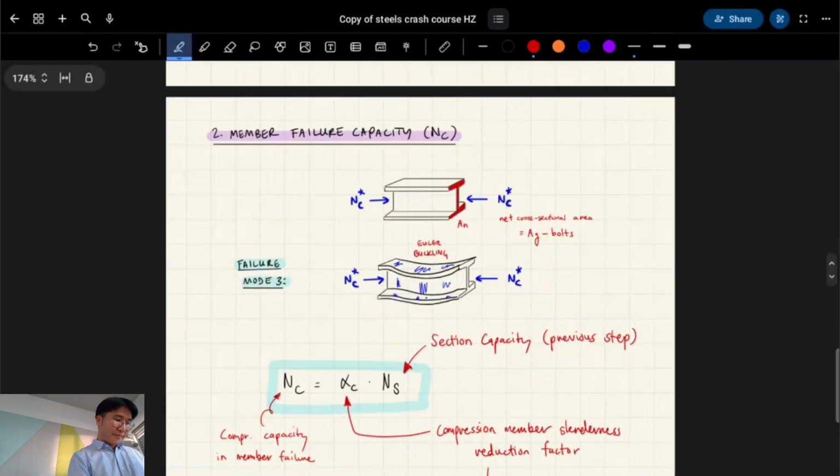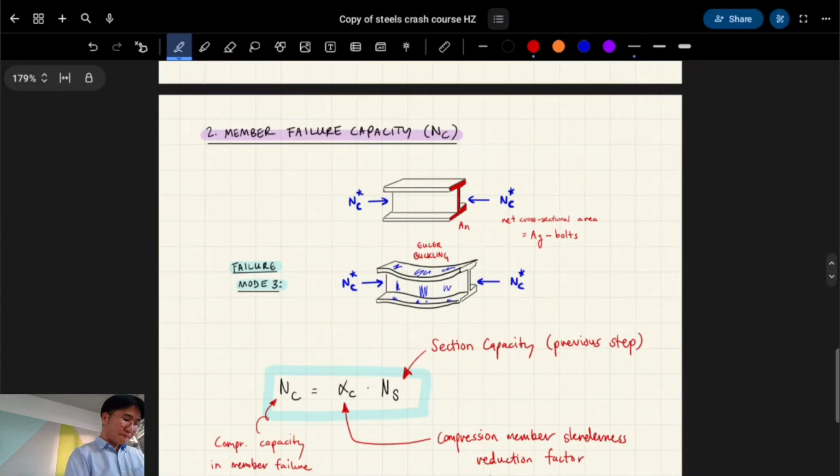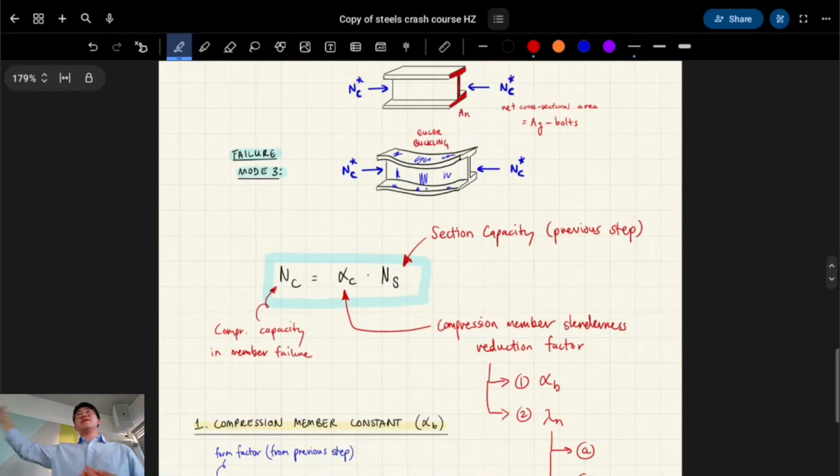Okay. And then member failure. So global failure, basically. So that's the one where it bends like that, right? The thing is, to calculate this, you have to calculate the section first. So you always do the section failure first. The compressive section capacity first before you do the global one, because the formula is dependent.